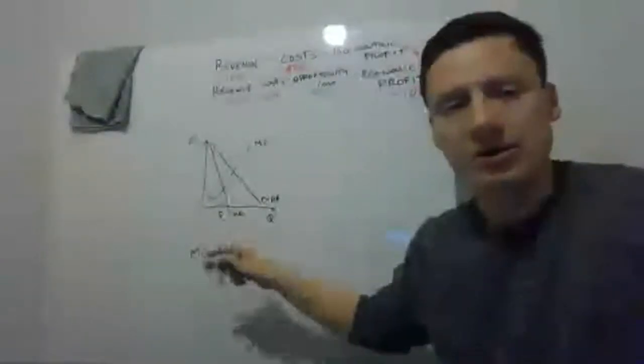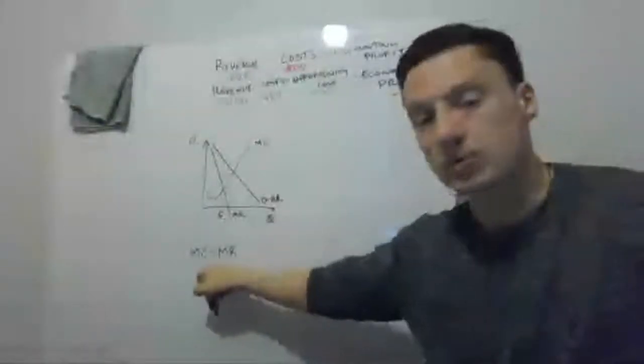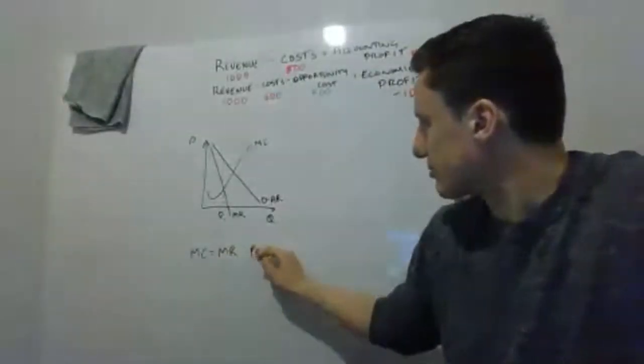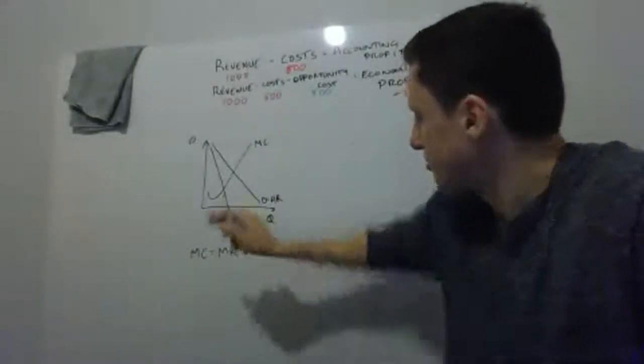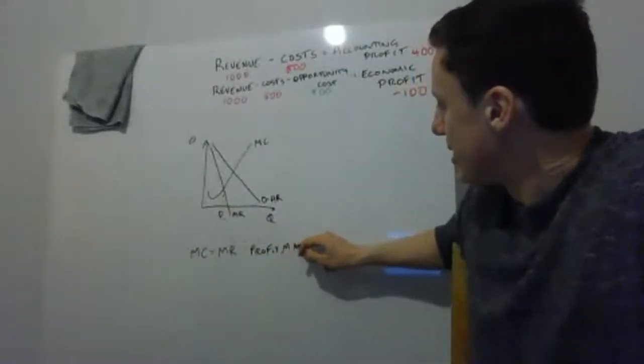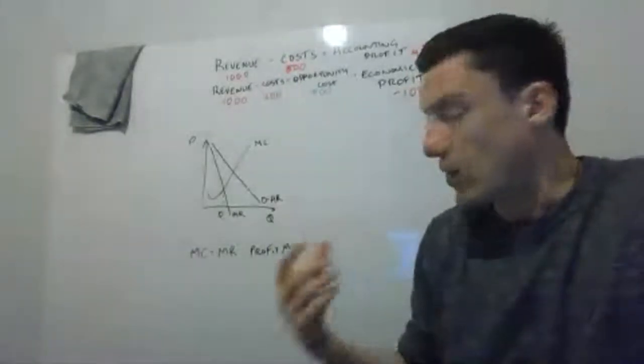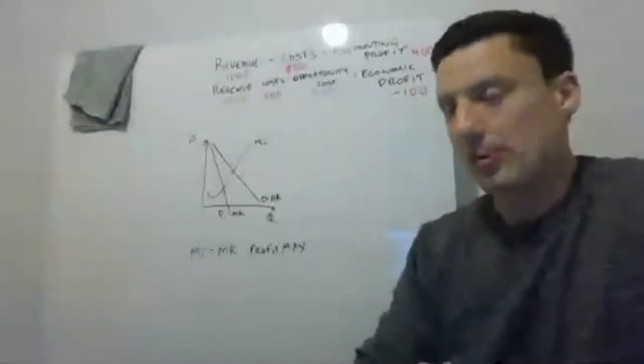MC equals MR. Easy way to remember it: Mr. equals Missy. This is a fundamental rule of the theory of the firm. It's called the profit maximizing rule, or the profit maximizing level of output. I'll just leave it as profit max for now. Why is it the profit maximizing level of output?